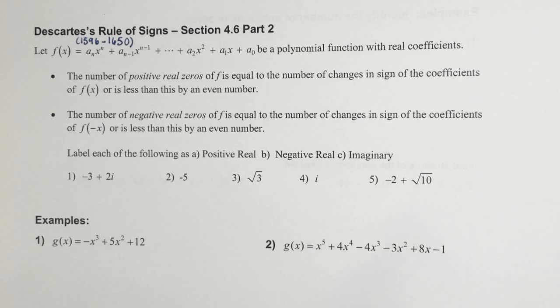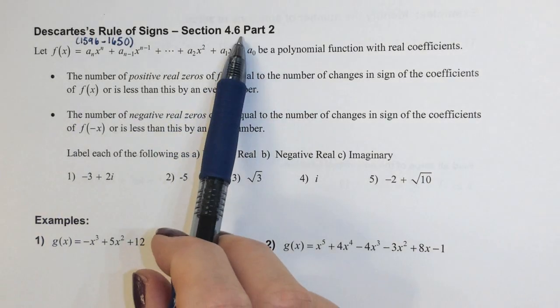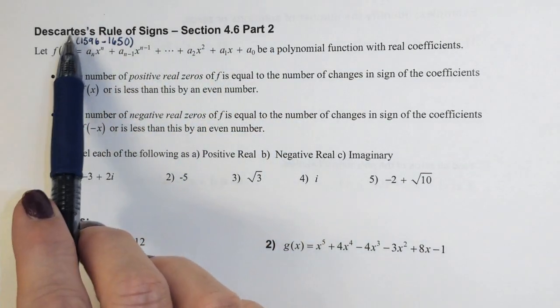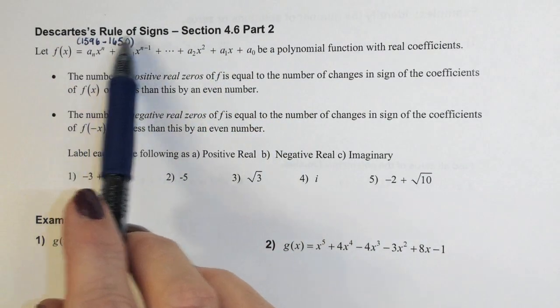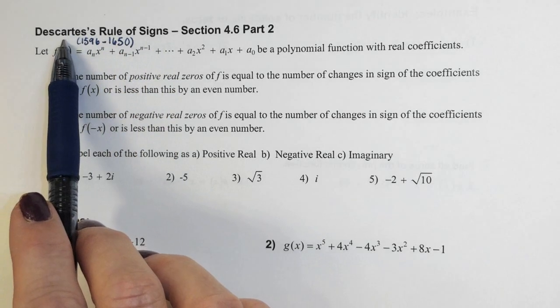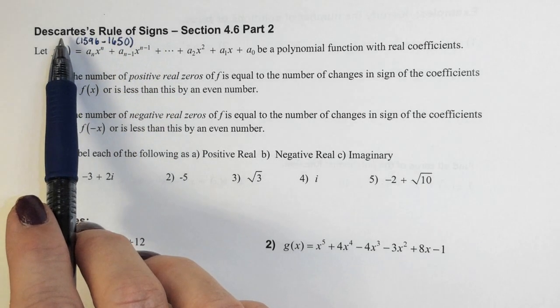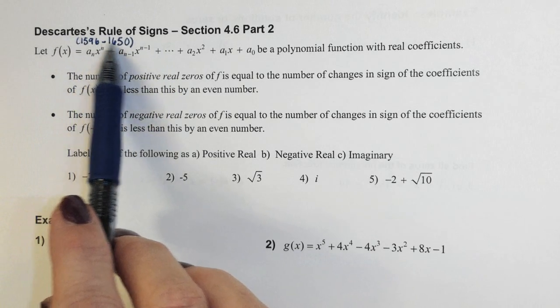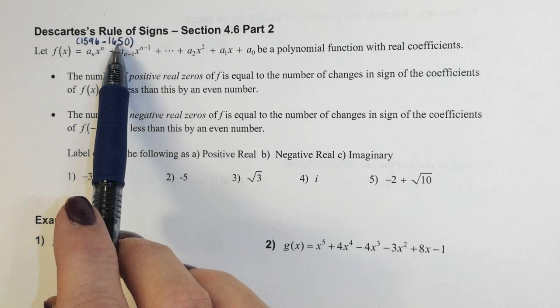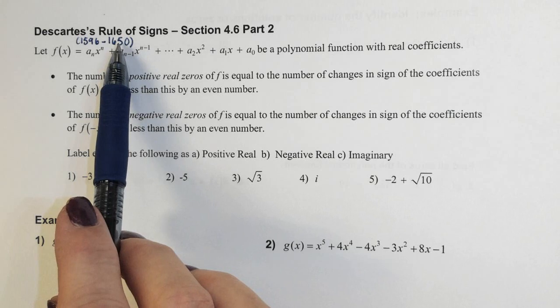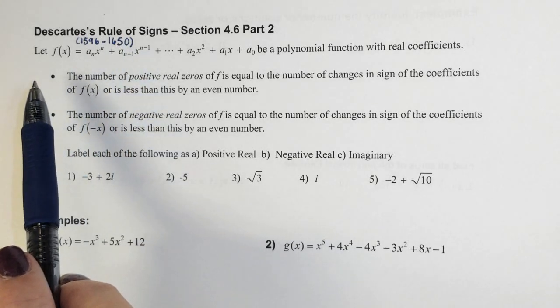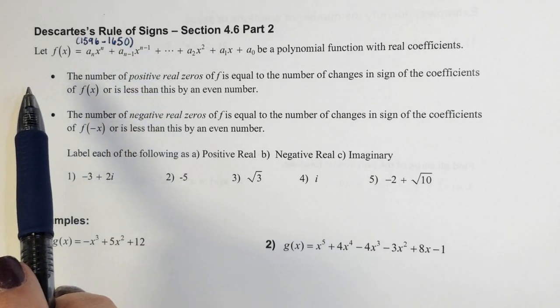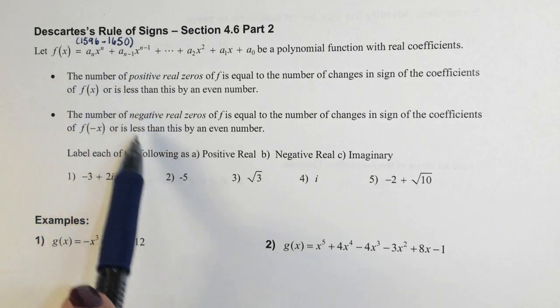Hi, today we are looking at section 4.6 part 2. We're going to be talking about Descartes' Rule of Signs. René Descartes was a famous philosopher and mathematician. He was on this earth from 1596 to 1650, so only lived to be 54 years old, but he has a lot of major contributions in those areas of philosophy and mathematics.